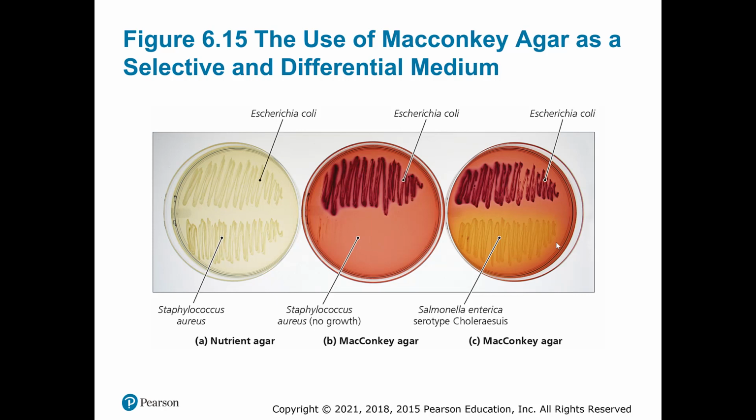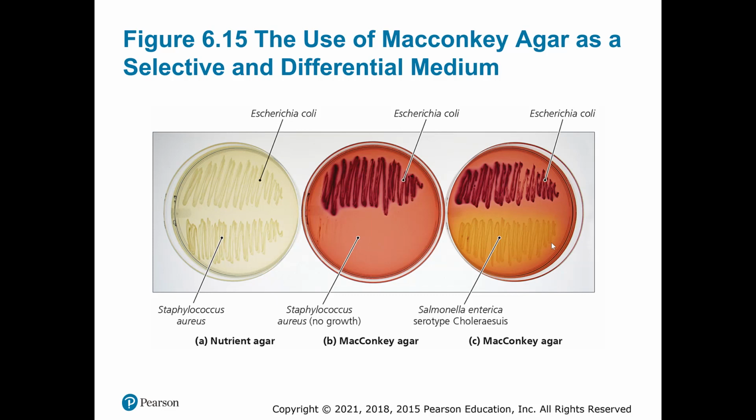So there's lactose in these plates in MacConkey agar. And the differential feature of this agar is basically whether or not your microbe can ferment the lactose in the agar. If it can, like E. coli, then the colonies turn that dark color. If it can't, like Salmonella, then the colonies remain colorless.